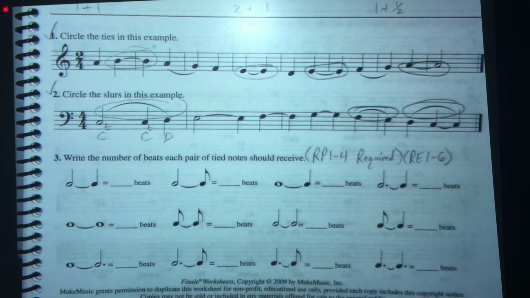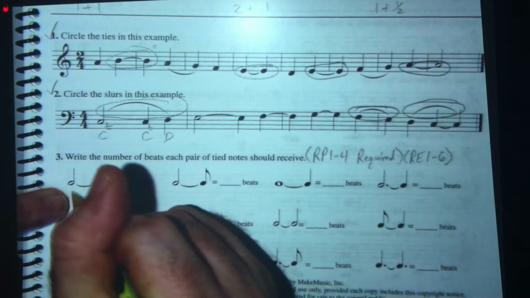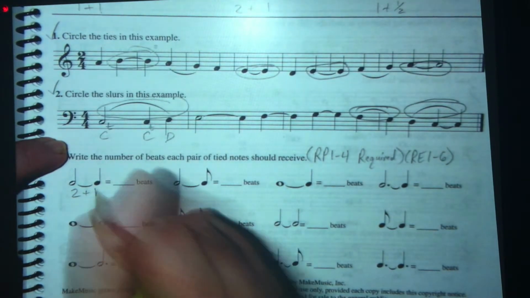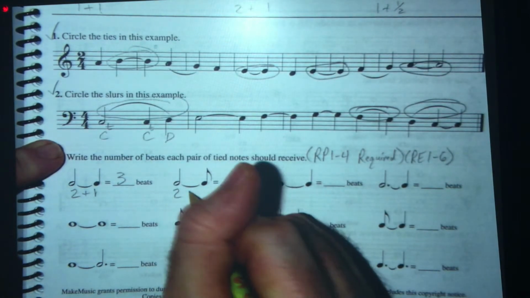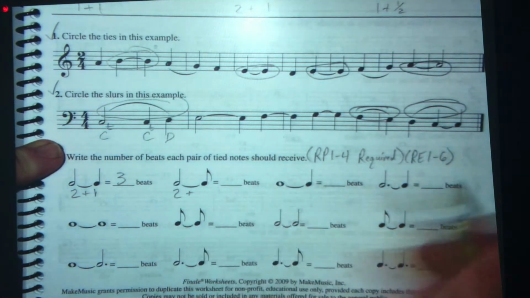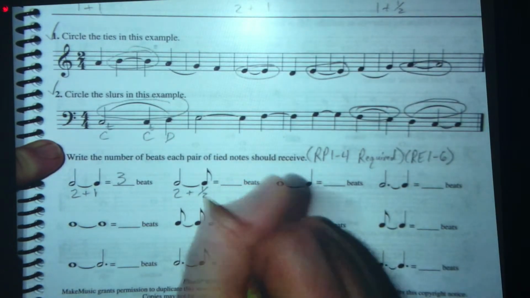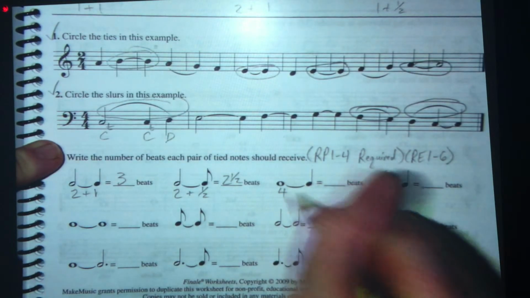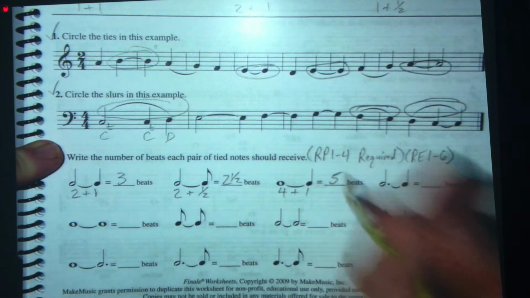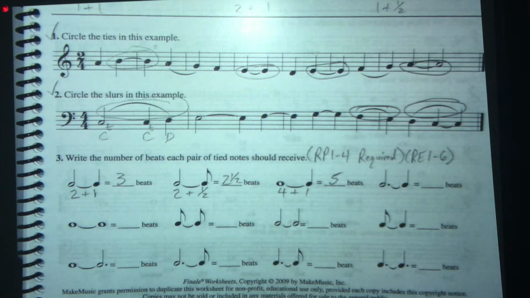Even though you probably at this point already know what a tie and a slur is, you need to be able to do the math. So here's how you're going to do these. Underneath, 2 plus, that's what a tie does, 1. That makes this 3. 2 plus single eighth note, and you'll learn this in the rhythm equations, is half. So that equals 2 1/2. 4 plus 1 equals 5. And of course we can't fit 5 in a time signature of 4/4 time. So this is how we make something 5 beats. That would usually go across a bar line.